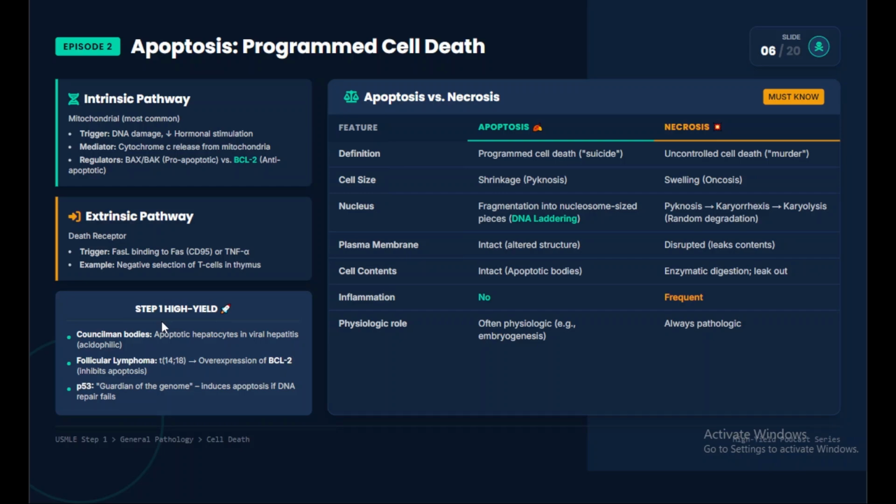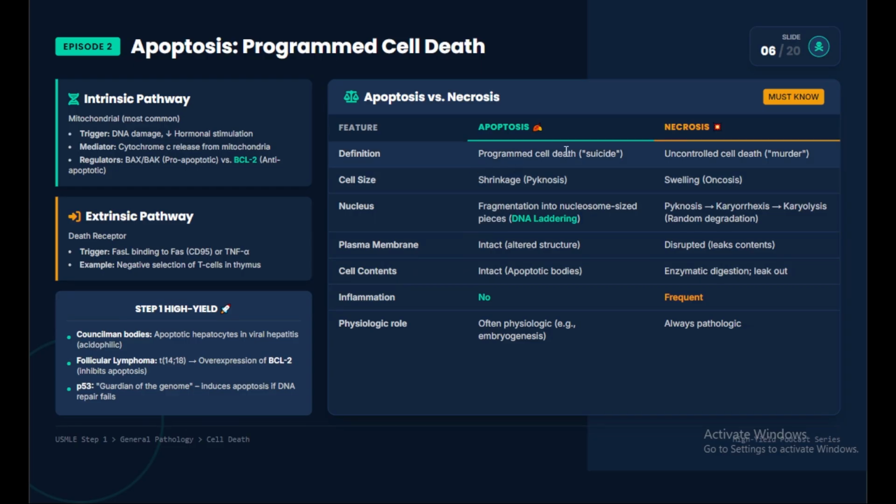All right. So now let's talk about apoptosis versus necrosis. Apoptosis is of course a programmed suicide, right?